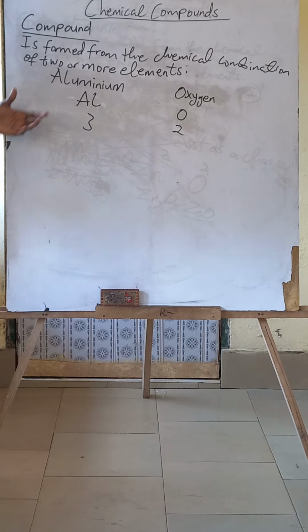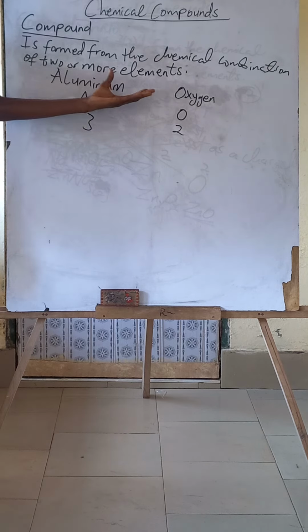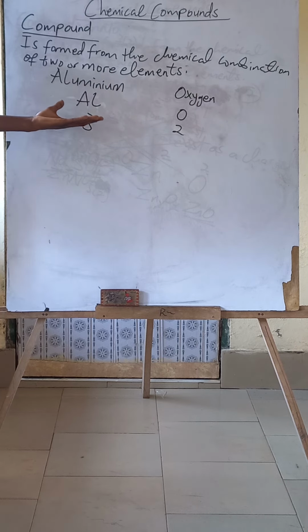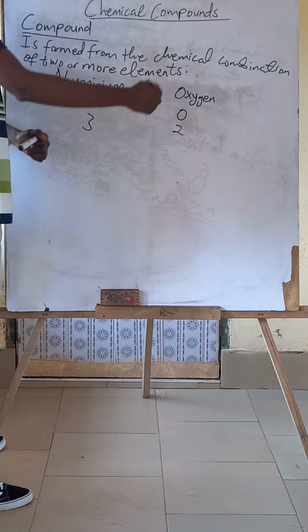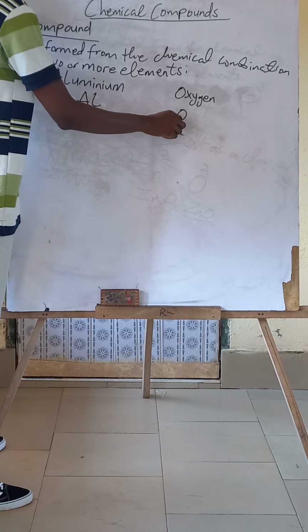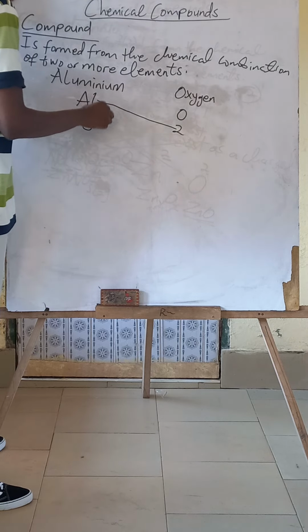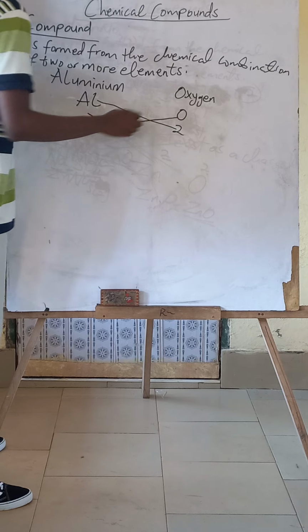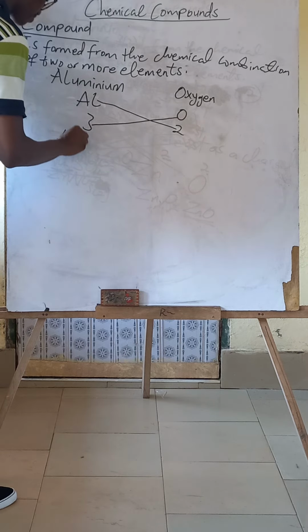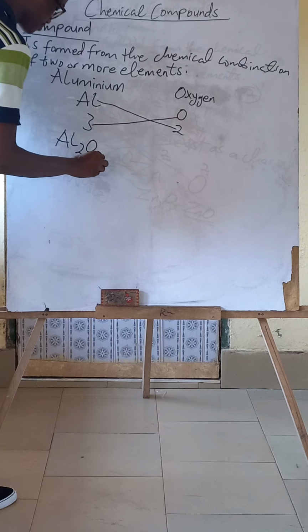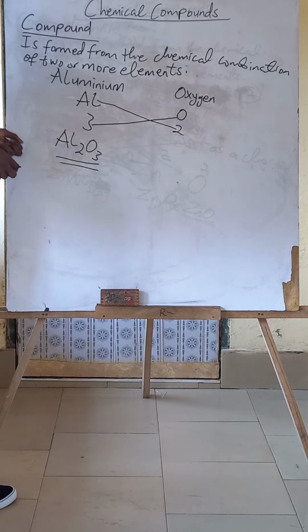I'm not explaining how I got the 3 and 2 because I've already done that in lesson 3 on the structure of an atom. So please, if you have not watched that video, go back and watch it. So aluminium has a valency of 3, oxygen has a valency of 2. So how do you form a binary compound from these two elements? Just exchange the valencies. Give the valency of oxygen to aluminium and give the valency of aluminium to oxygen. So you get Al2O3. So this is called aluminium oxide.